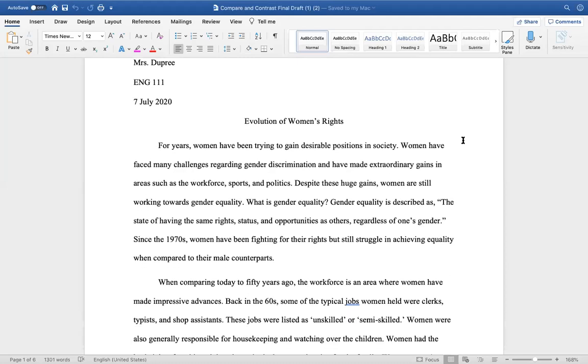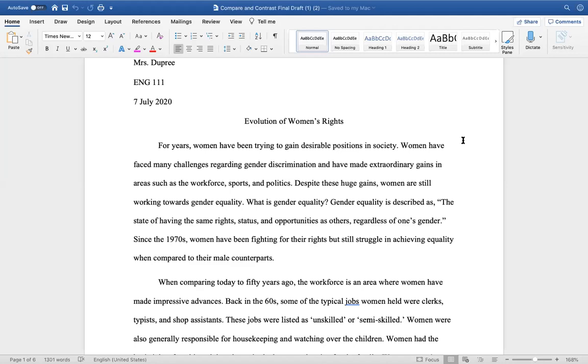So let's read aloud his introduction. For years, women have been trying to gain desirable positions in society. Women have faced many challenges regarding gender discrimination and have made extraordinary gains in areas such as the workforce, sports, and politics. Despite these gains, women are still working towards gender equality. What is gender equality? Gender equality is described as the state of having the same rights, status, and opportunities as others, regardless of one's gender.